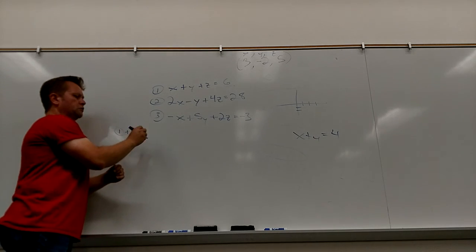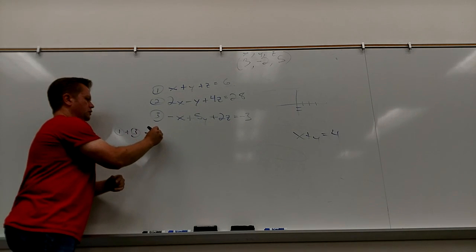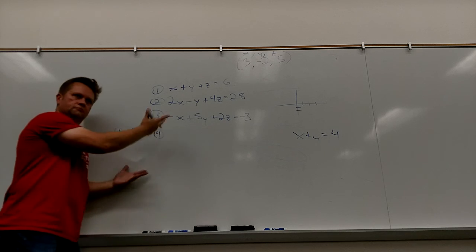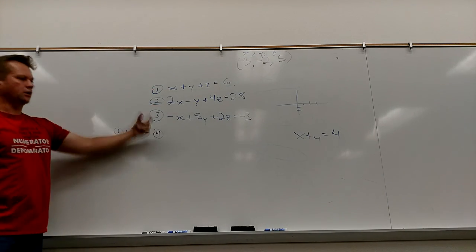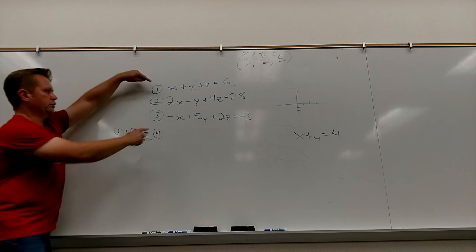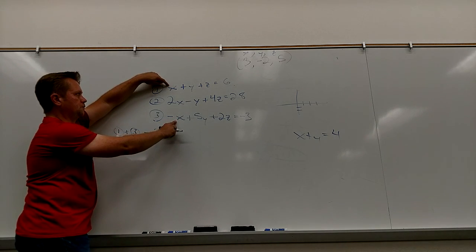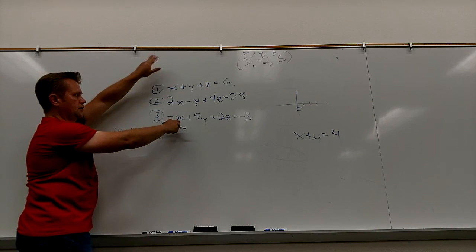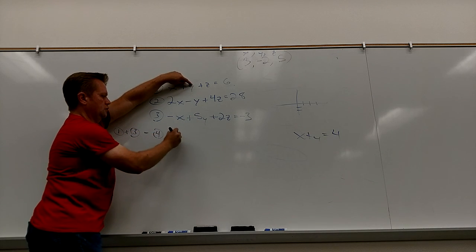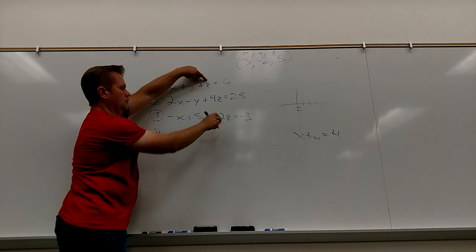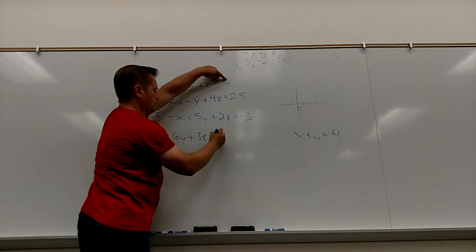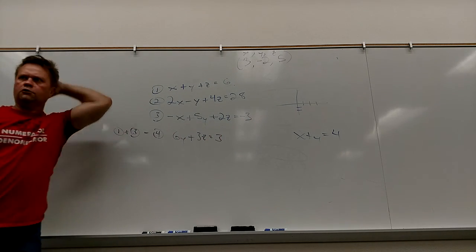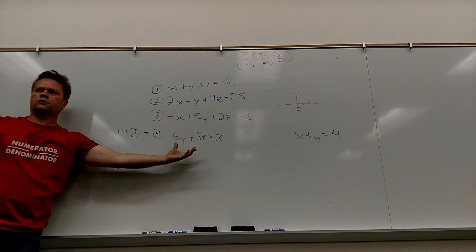Now I know 1 plus 3 is 4, but I'm going to call it equation 4 because I've got 3 equations already. So no matter what I do, I'm going to make equation 4 here. So what do I get when I add 1 and 3? Well, the x's cancel. 6y plus 3z equals 3.